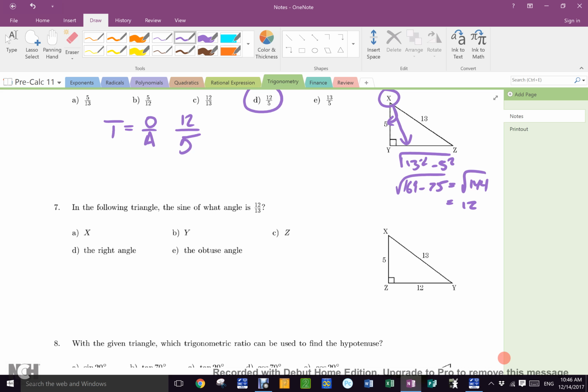In the following triangle, the sine of what angle is 12 over 13? Sine is 12 over 13, which is O over H. H is 13. Which angle has 12 opposite it? X. So it is angle, or answer is A.